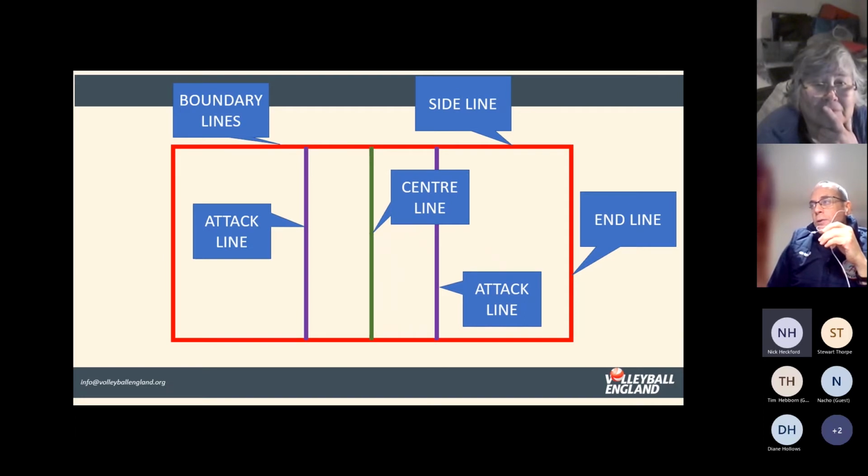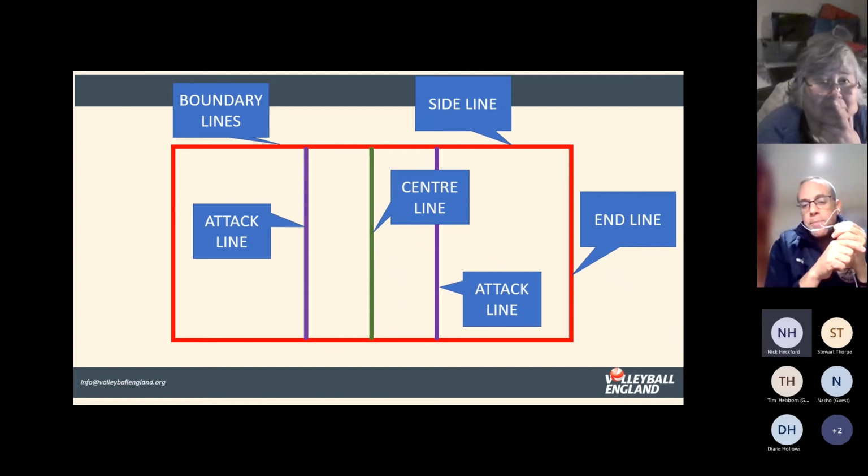This is where you use your terminology. So when you're talking to people about the lines on the court, you refer to them in this way: the sideline, the end line, the attack line, and the center line. Often you hear people talk about it as the 3 meter line, but its actual terminology in the rules is the attack line.